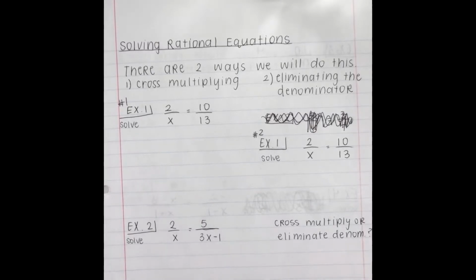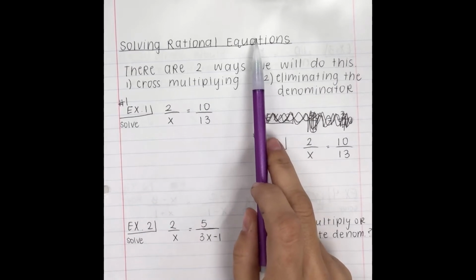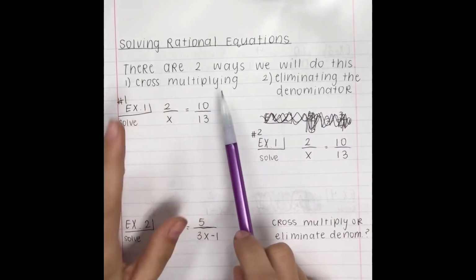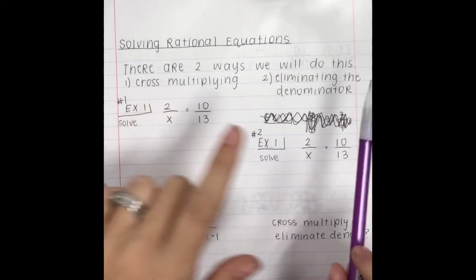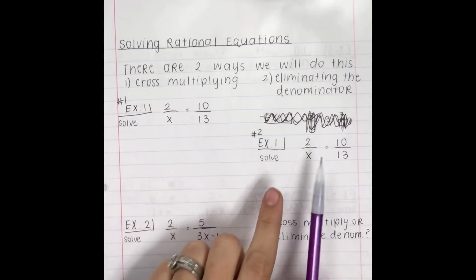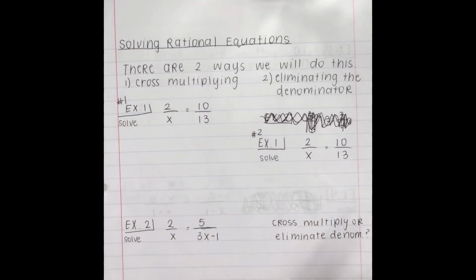Alright, good morning guys. We are going to talk about solving rational equations, okay? There are two ways we're going to do this. One way, which is the one we're going to look at most today, is cross multiplying. And then another way is by eliminating the denominator. I want to take the same equation and show you the two different ways, okay? So you can see how it's done.